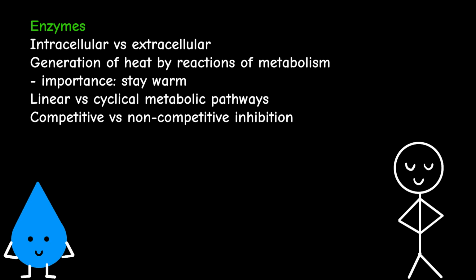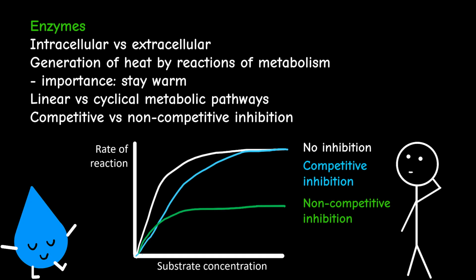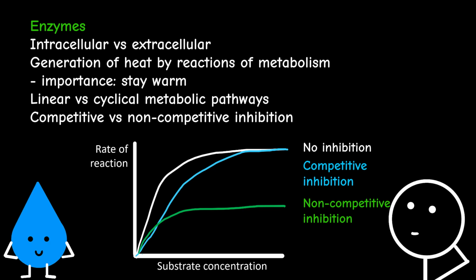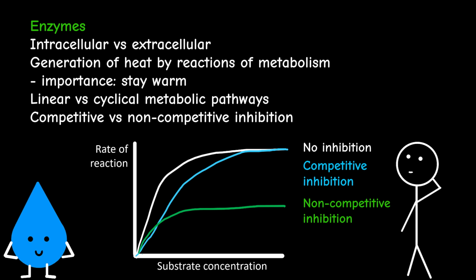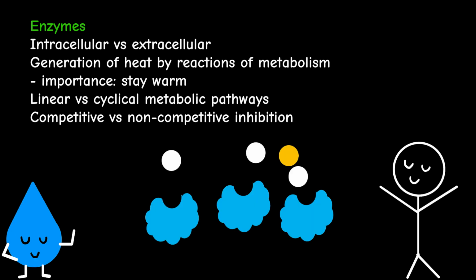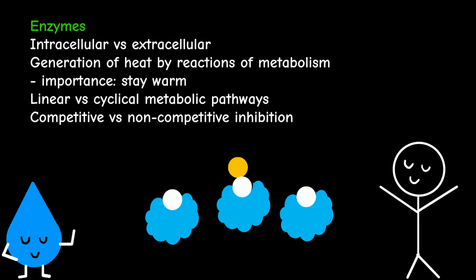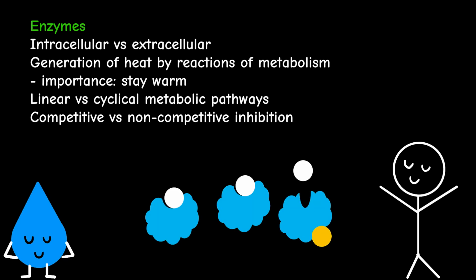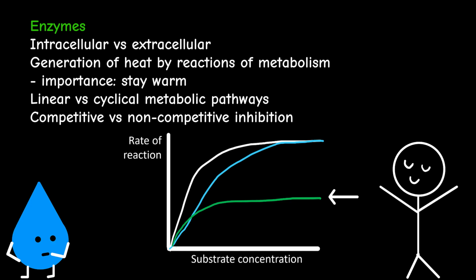Perfect! Remember the graphs for competitive and non-competitive inhibition? I think it was something like this. That's right. Can you explain why? I forgot. Think about why competitive inhibition can reach the maximum rate of reaction. Oh, because when you have enough substrate, the inhibitor doesn't get a chance to bind to the active site. Good! And for non-competitive inhibition, the inhibitor can bind to the enzyme even if the substrate is bound to it as well. So it reduces the number of functional enzymes and you're never gonna reach the maximum rate of reaction.